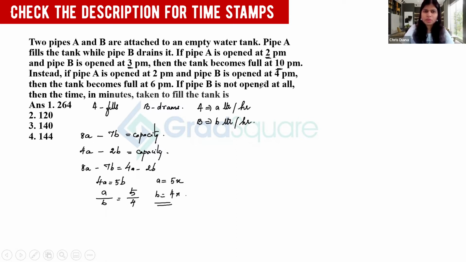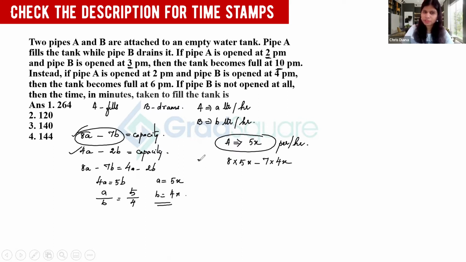Okay, now let's see what they have been asking. If pipe B is not opened at all, then the time in minutes taken to fill the tank. So if pipe B is not opened at all, which means only pipe A is open. Pipe A can fill 5x units, or 5x liters, per hour. Now, what is the total capacity? I can take either of the equations, so let me take the first one: 8 into A, and A is 5x, minus 7 into B, which is 4x. This is the capacity of the tank, and the per hour job by A is 5x.